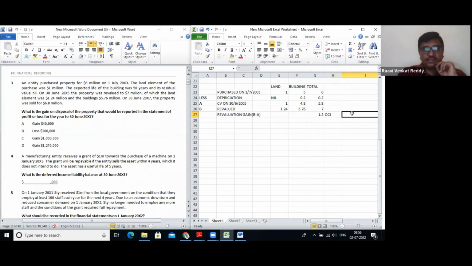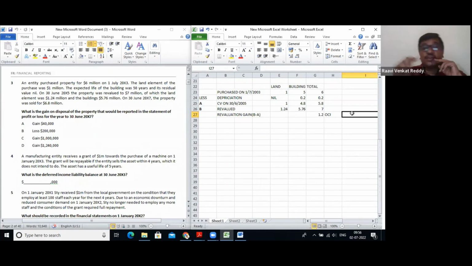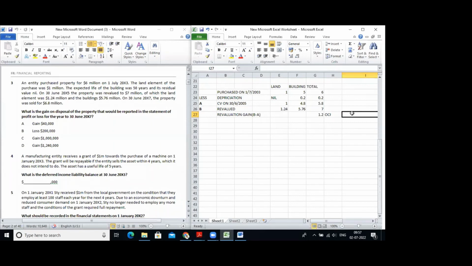But the question here is what is the profit or loss on disposal? Because after 2 years, the property was disposed for 6.8 million. Now if we want to compare the gain or loss on disposal, again we need the carrying value of the asset. So we need to compute the carrying value on 30th June 2007. So how do we get the carrying value?